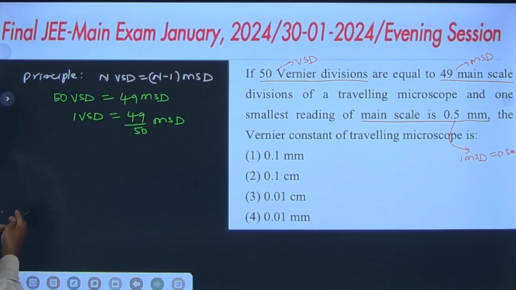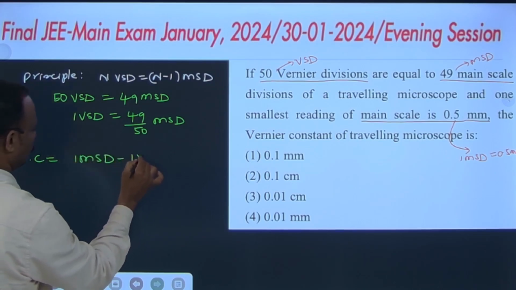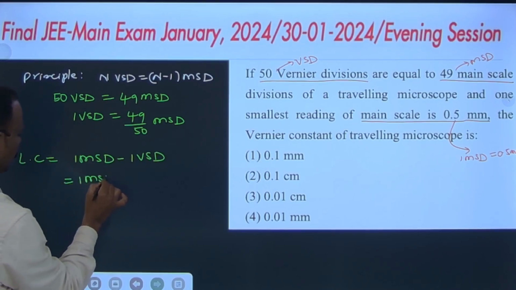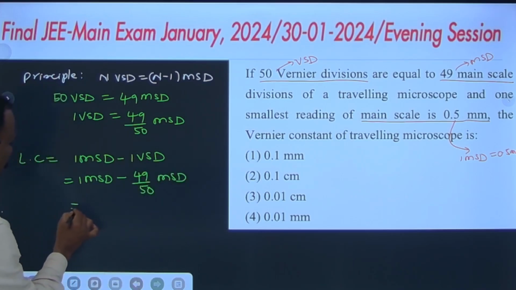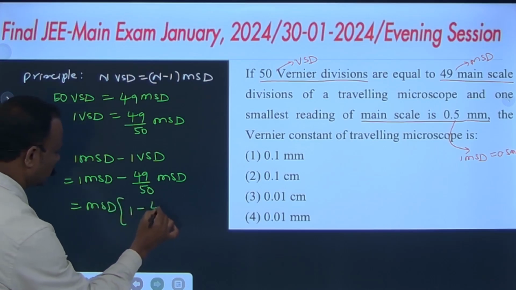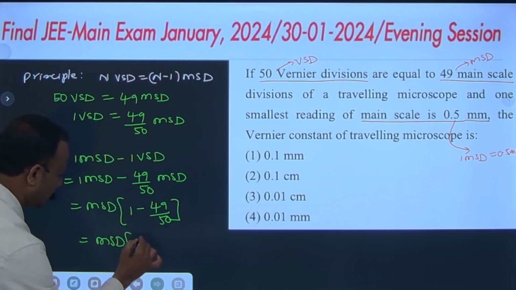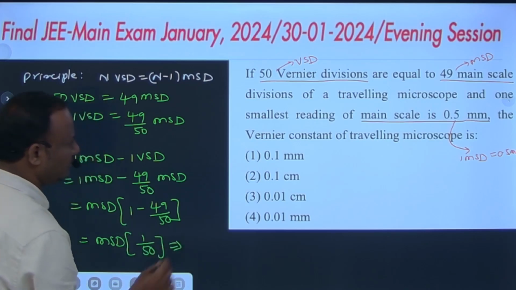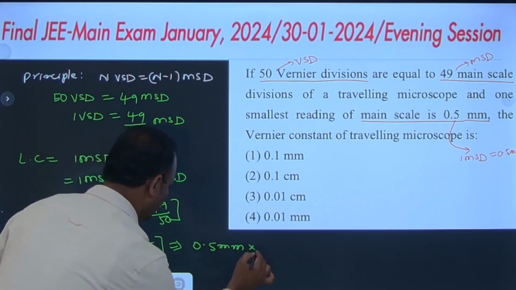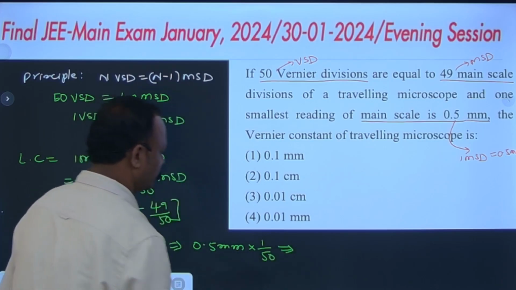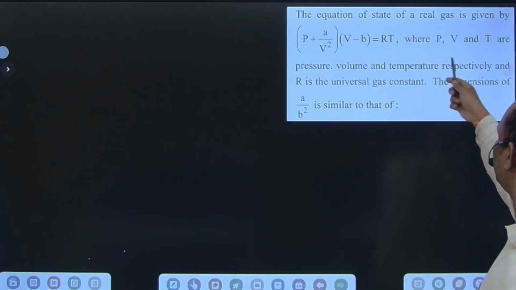Now, what is the least count? Least count is equal to 1 MSD minus 1 VSD. So this is 1 MSD minus 49 by 50 MSD. MSD is common, so 1 minus 49 by 50 would become MSD times 1 by 50. So 1 MSD value is given, 0.5 mm. This is 0.5 mm into 1 by 50, right? So this value is 0.01 millimeter.